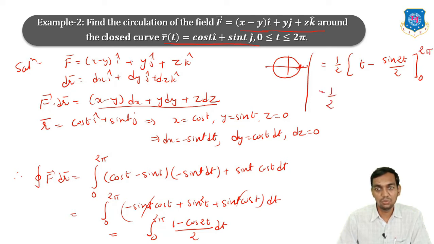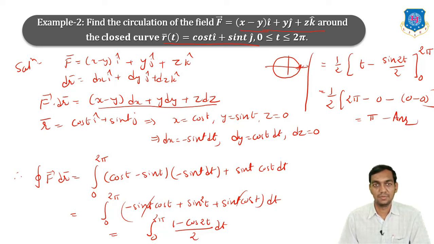So 1 upon 2 into 2 pi, sin 4 pi is 0, minus, if you put 0, then 0 and sin 0 is 0. And that will give you 2 pi by 2, which is pi. That means this is the answer. Okay.